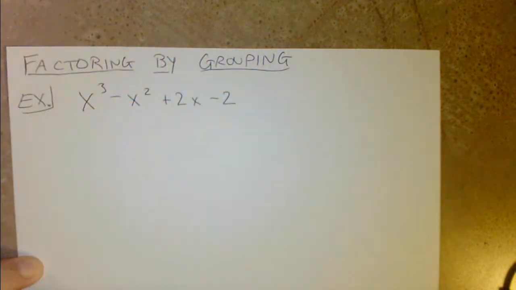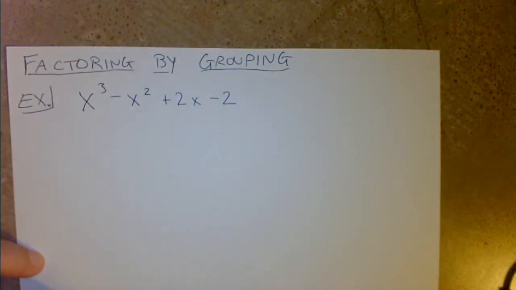But secondly, I want to emphasize that very often a good way of recognizing that you're going to have something that's factored by grouping is if you have four terms. All right, I have four terms in this. Most algebra classes start off like this and they say, hey, factor this by grouping. Or the problem might just say factor.